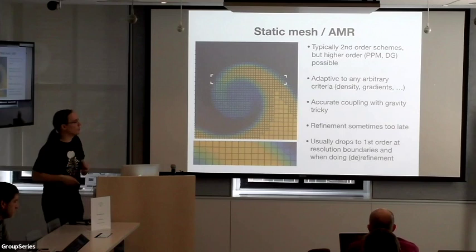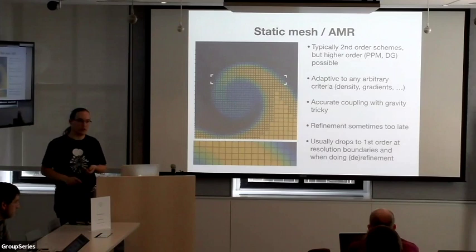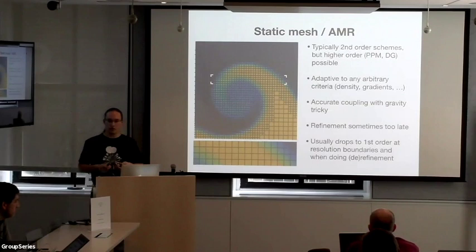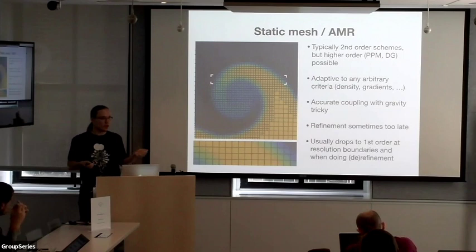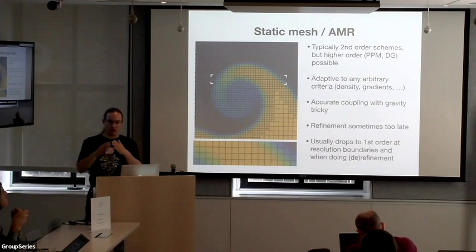In contrast to the SPH, you can essentially refine on any arbitrary criteria. You can refine on density, and it's definitely an interesting refinement criteria for common envelope simulations. But for example, you can also refine on the pressure gradient or on the density gradient, or just on the very outer layer of your simulation if you're interested in the optical display. And so you can more precisely put resolution.